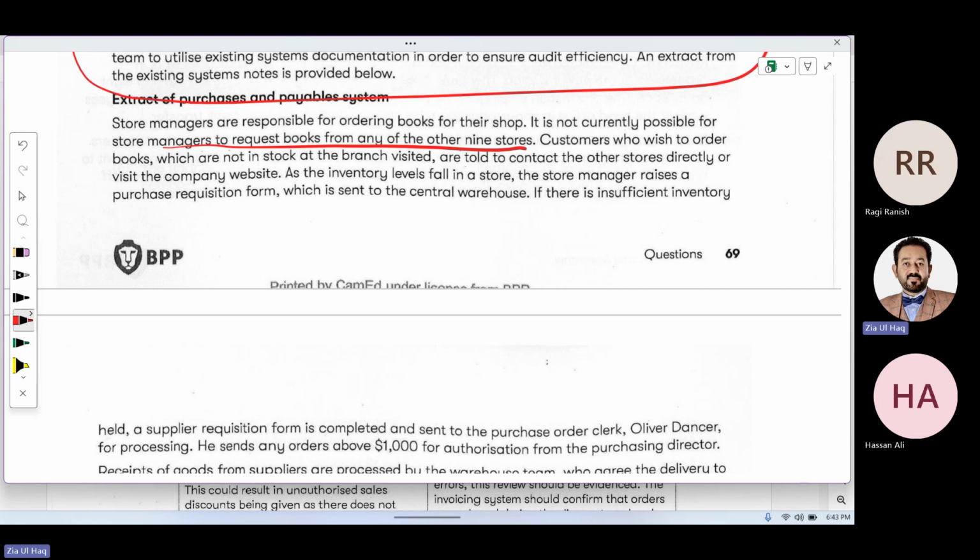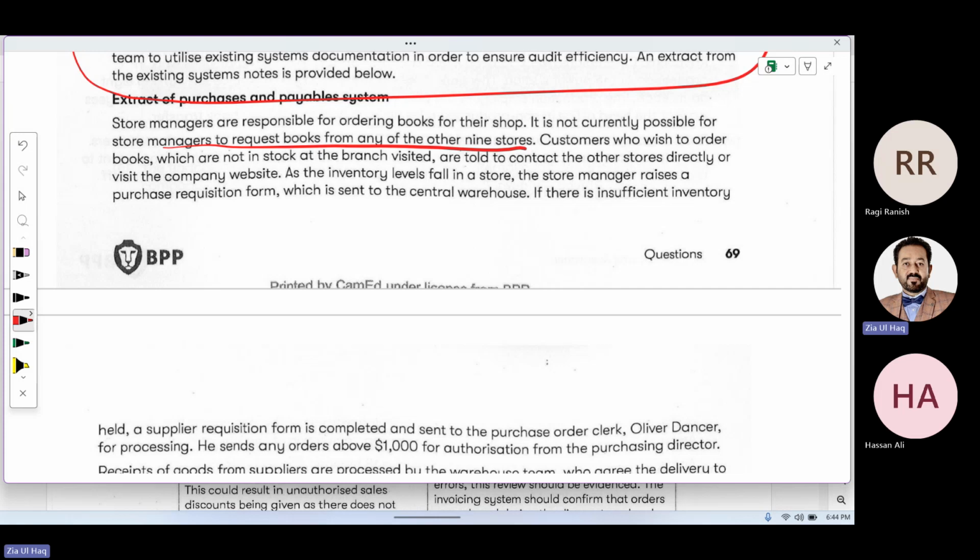So what should be the control? The company should implement a system for interconnecting different stores so that the company can check inventory availability at different stores.